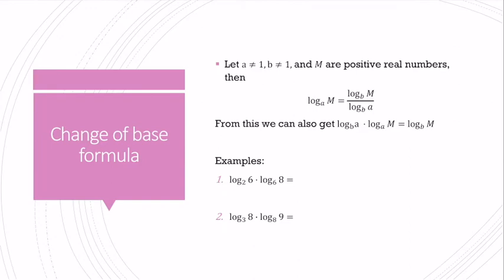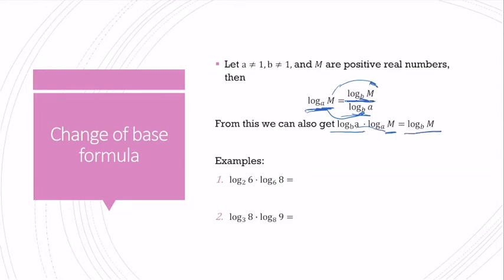The last thing I want to talk about, I think it's the last thing, is the change of base formula. So log base a of m equals log base b of m over log base b of a. I'm taking my argument, I'm taking my base, and I'm changing the log. So I could also rewrite this as log base b of a times log base a of m, that's log base b of m.